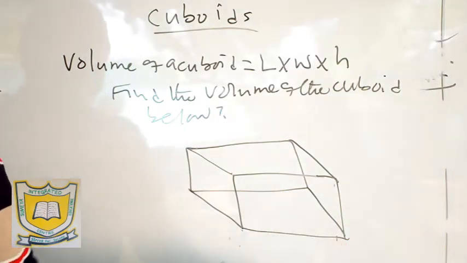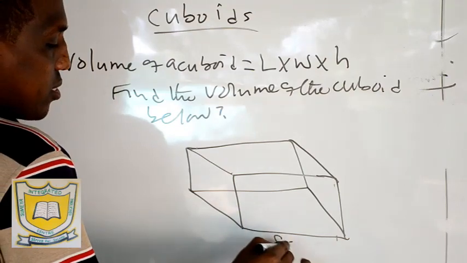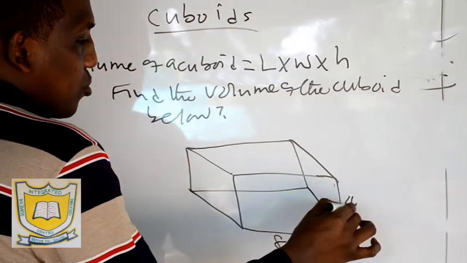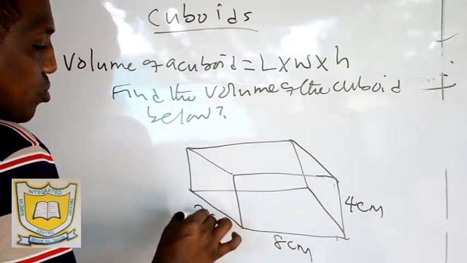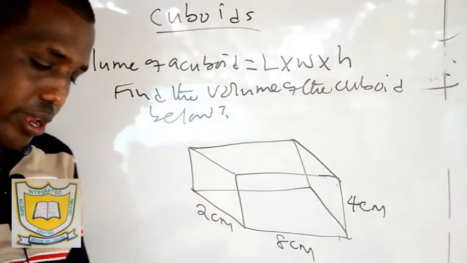Let us see now this cuboid. Let's say here you are given 8 centimeter, here you are given 4 centimeter, and here you are given 2 centimeter. Then we want to find now the volume of this cuboid.